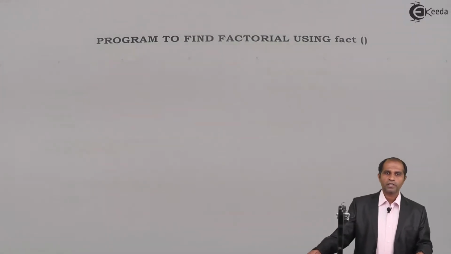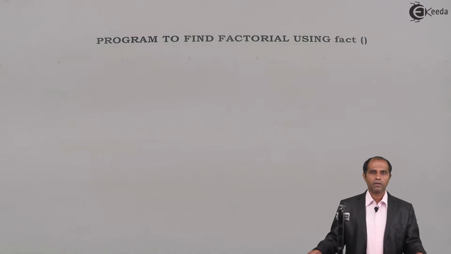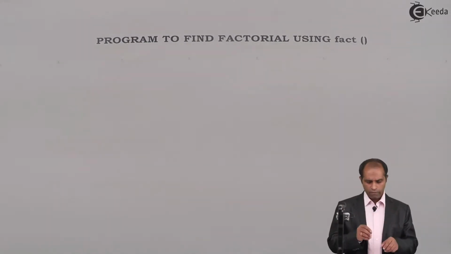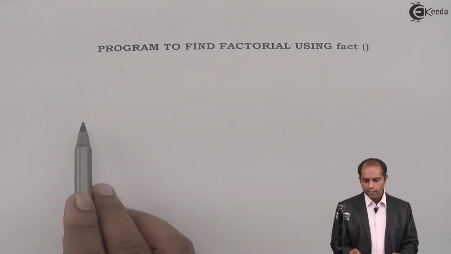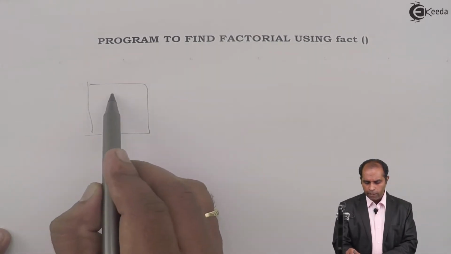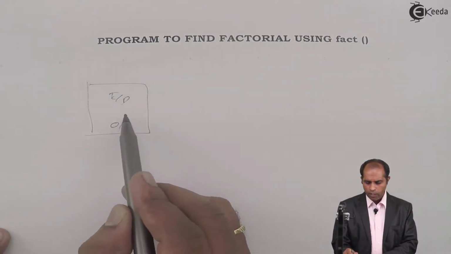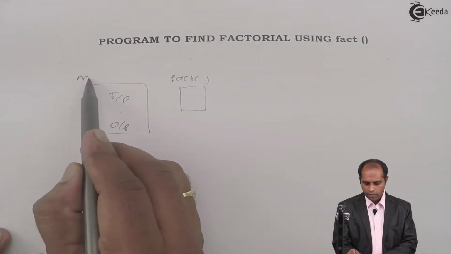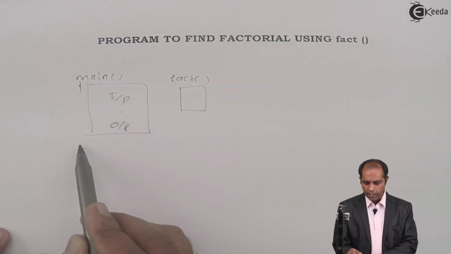A user-defined function for finding factorial of a number. So basically, whenever I say that we are supposed to use functions, as we have stated, some part of main has to go outside. We have identified that the function which is supposed to go outside is my processing part. So my program will have input and output, and the processing will now be done in a function called fact.